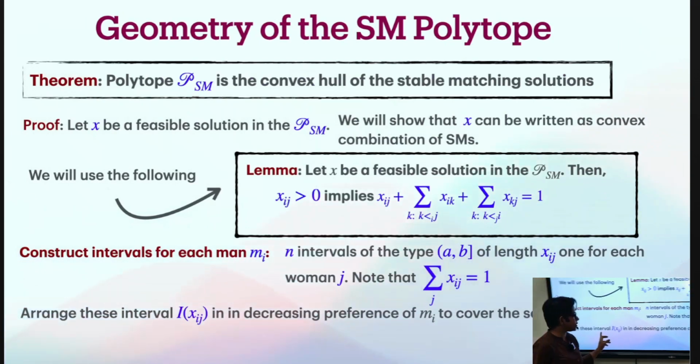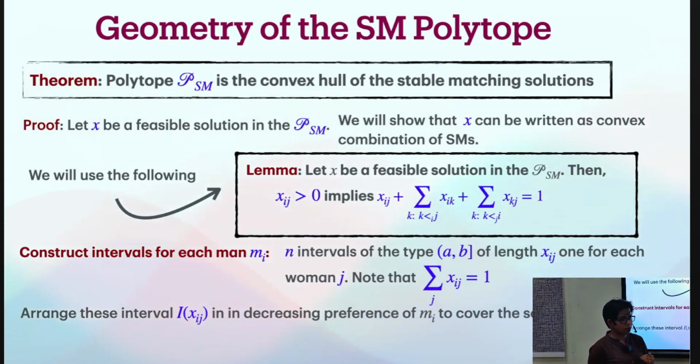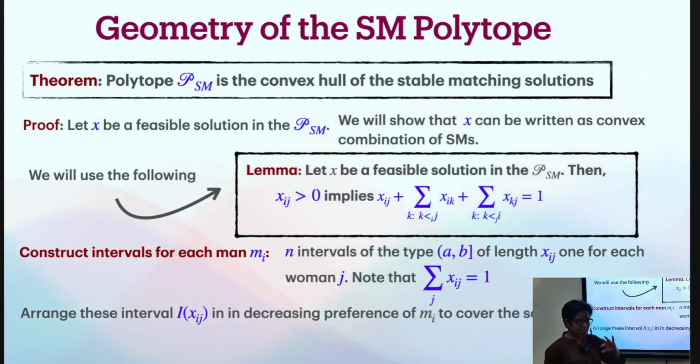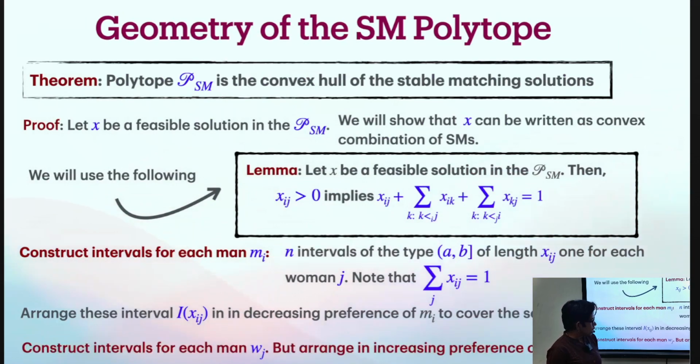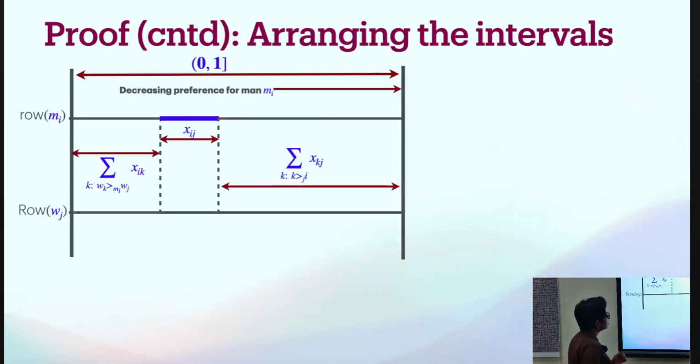Okay? But when I arrange the intervals corresponding to the women, I do it in the opposite order of the men. If this is decreasing, that should be increasing. If this is increasing, that should be decreasing. Okay, so here I think it is taking decreasing. Okay. So now it looks something like this.